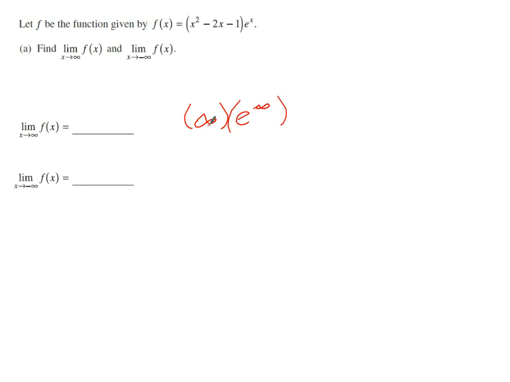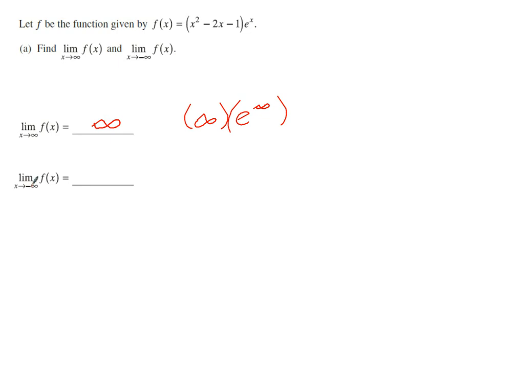And since you have an infinity times another infinity, that's going to keep getting larger, and we can say that this limit is infinity, or we might say it doesn't exist because a limit technically has to be a finite number, but either infinity or does not exist would be an acceptable answer on the AP test.